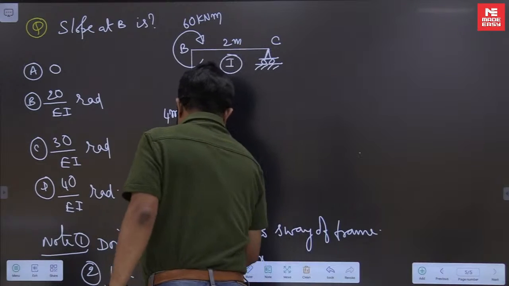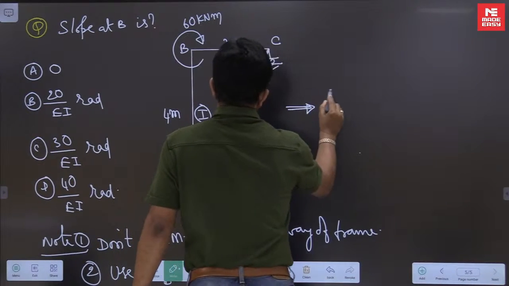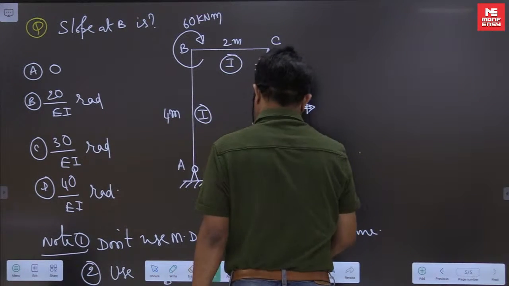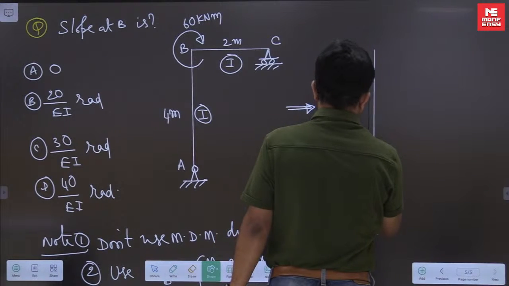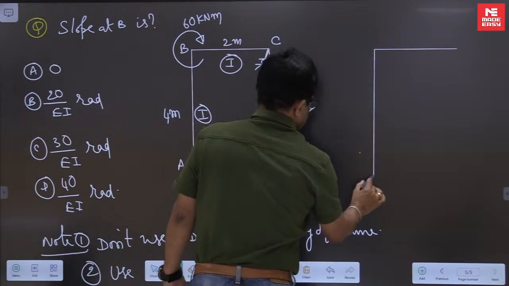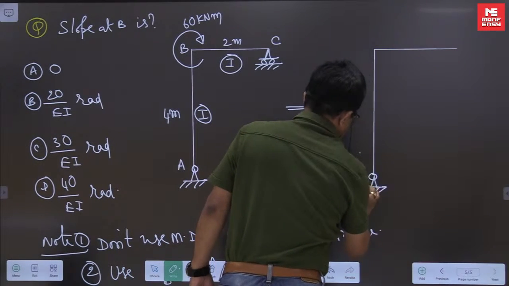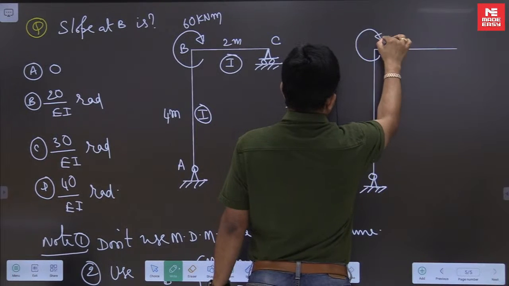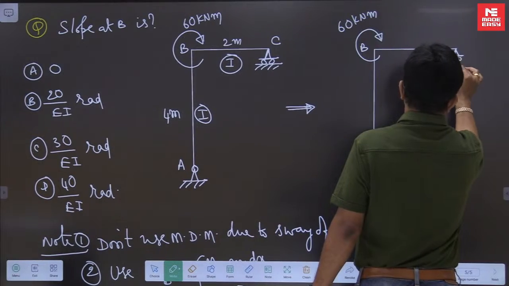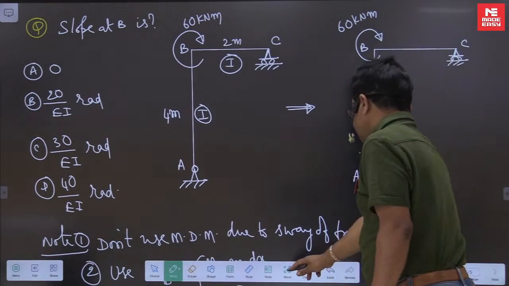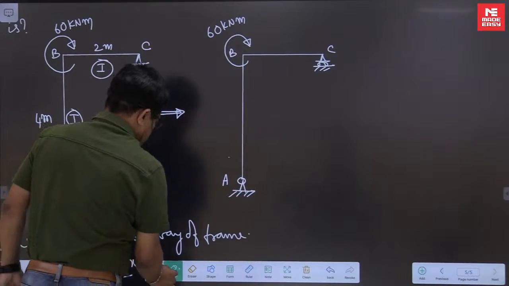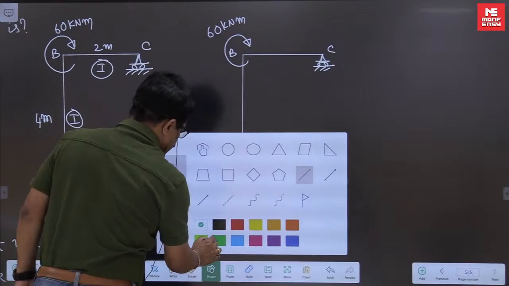Now I can write this one this way. Whatever way it sways, this point is A. You are applying this 60. B. This is C. Now entire moment is taken by BC only. Now the deflection profile will go something like this.